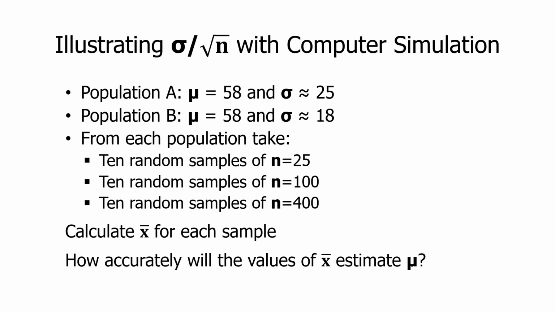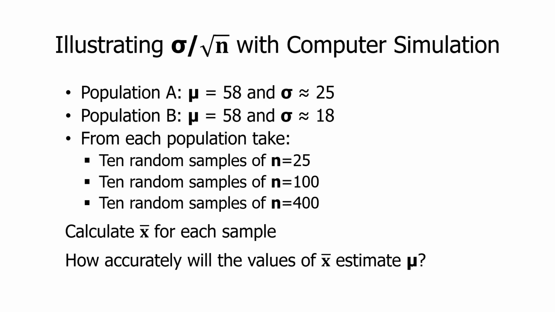Population B is 18, and population A has a standard deviation of 25. Then I asked the computer to do this. Take 10 random samples from each of these populations of size 25. Now these are small samples of size 25, 10 random samples. 10 random samples of 100 from each one, and then 10 random samples of 400 from each one.